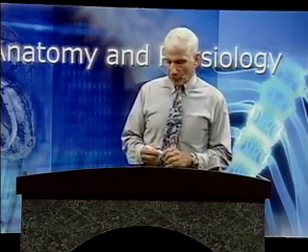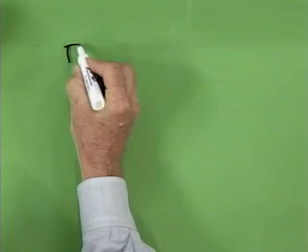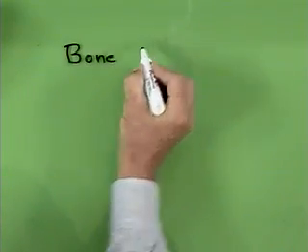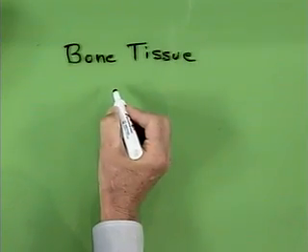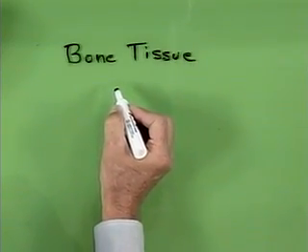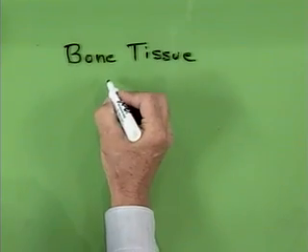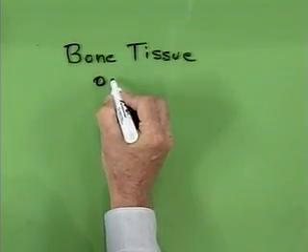Now let's go to the next of the connective tissues. We'll talk a bit about bone tissue. Let's go to the overhead for just a moment. In bone tissue, we have three different kinds of cells. The beginning prefix of all these is the same. It's osteo.